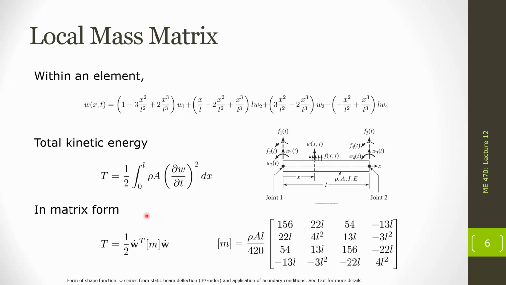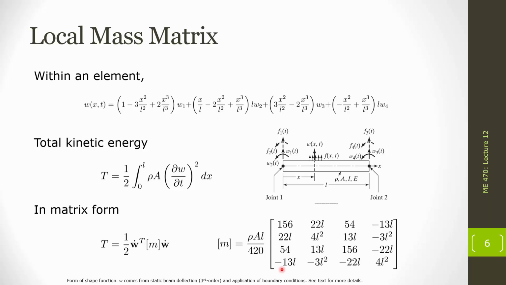But we're going to be able to express it as 1/2 W dot transpose times M, the local mass matrix, times the W dot. W dot being W1 dot, W2 dot, W3 dot, W4 dot in this example, but it's going to be local to whatever element we're talking about. So it's the 4 degrees of freedom that are attached to our element. So notice that the local mass matrix is 4 by 4 now for each of our elements because we have 4 degrees of freedom attached to each of them.